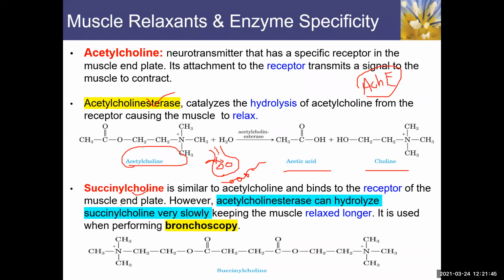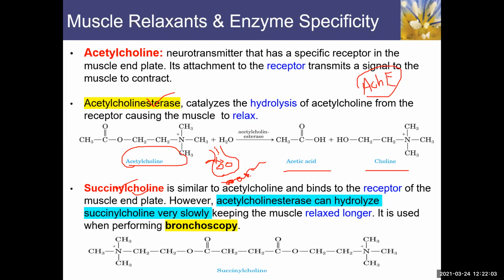At that time there's a competition between acetylcholine and the succinyl choline. It's the succinyl choline which will bind to the receptors over here. Are you able to understand, guys, what I'm trying to say?